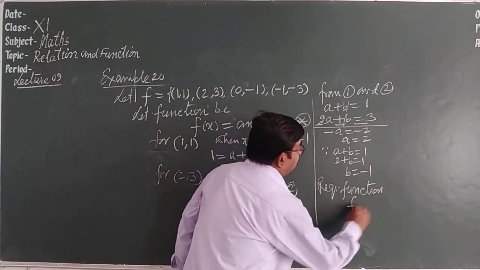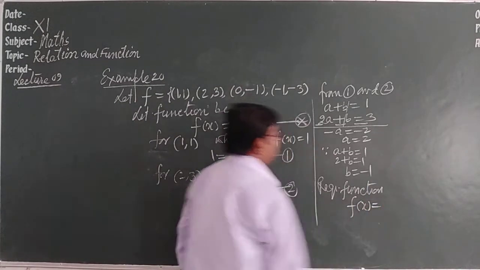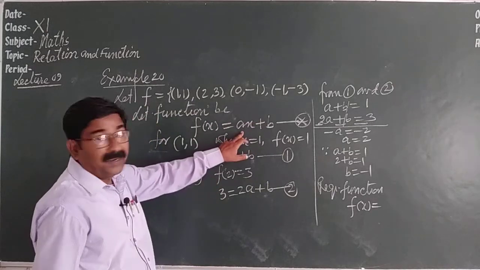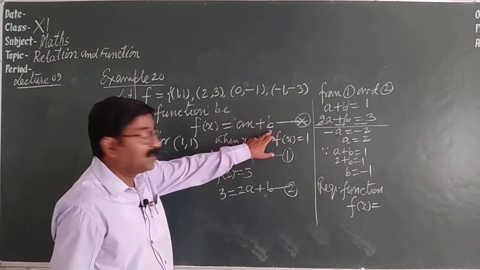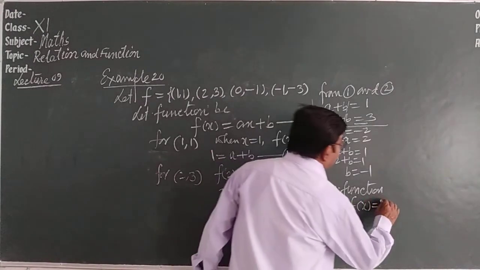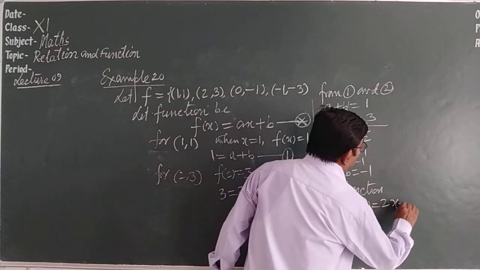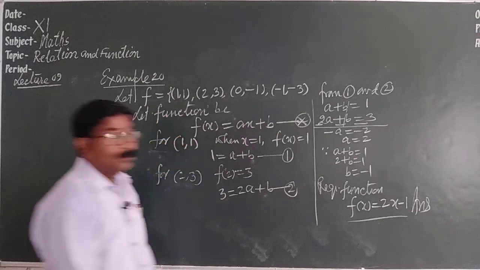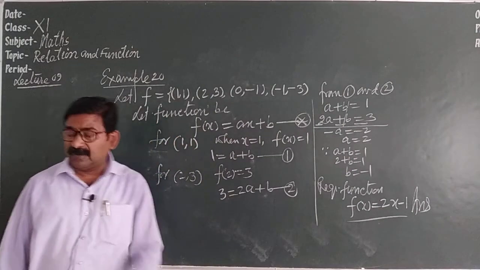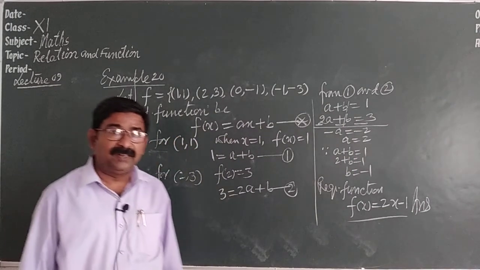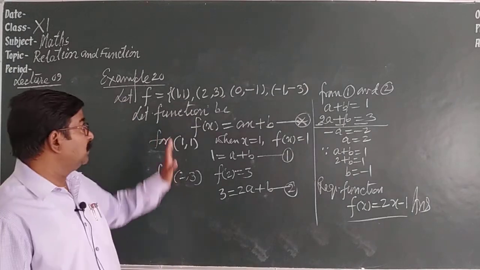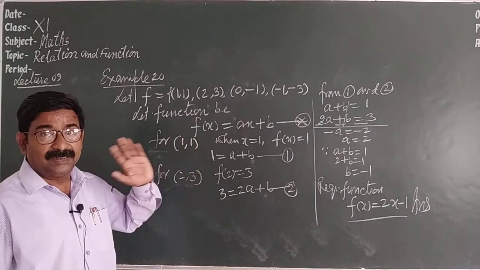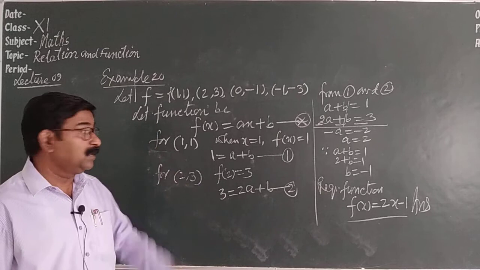Function f(x) is equal to, try to understand, in place of a we will write 2, in place of b we will write 1, minus 1. So we have 2x minus 1 as the answer. This is how we can solve. One such question is also given in the exercise. So this is an important question. This is asked in the question paper.